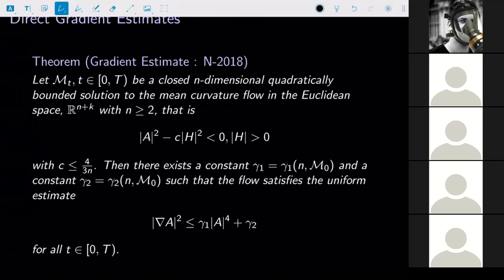This was proved in an earlier paper by myself in 2018. Here you have a quadratically bounded solution to mean curvature flow in Euclidean space R^(n+k), where n is greater than or equal to 2. Actually, I should really say here n is greater than or equal to 8. Then there exists a constant gamma 1 and a constant gamma 2, such that the flow satisfies the uniform estimate, grad A squared plus gamma 1 A to the fourth.